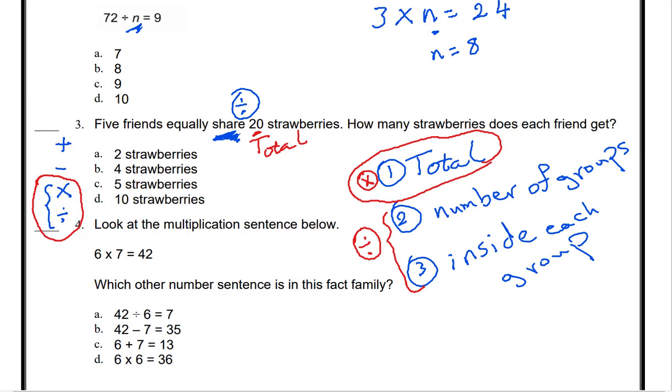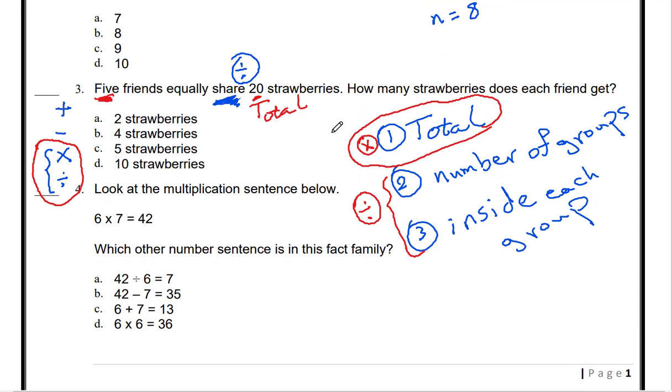Okay, you should remember that the total is the biggest number of the three numbers. We have three numbers, and the greatest one is the total. If you have the total, divide. If you don't have the total, multiply. For question number 3, we will divide 20 by 5. As you can see here, this is 5 friends. So divide 20 by 5 and it will be 4.